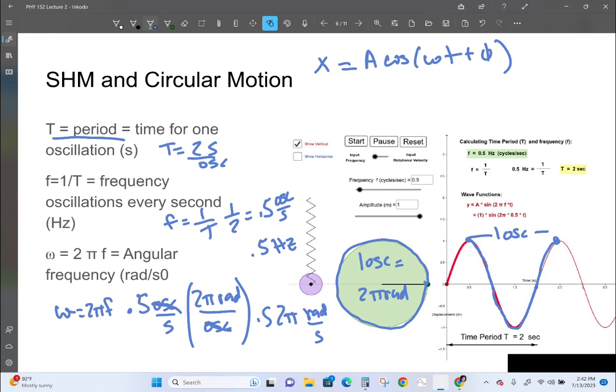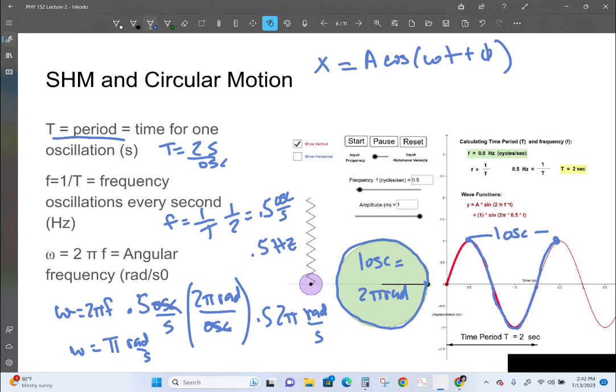So if your f is in hertz, if you multiply it by 2 times pi, then your omega would be in radians per second. So in this case, omega is going to be 0.5 times 2, which is 1, pi radians per second. Now, we can write our generic formula here.